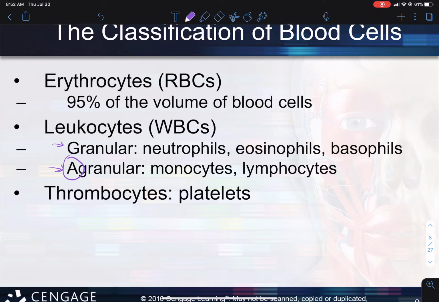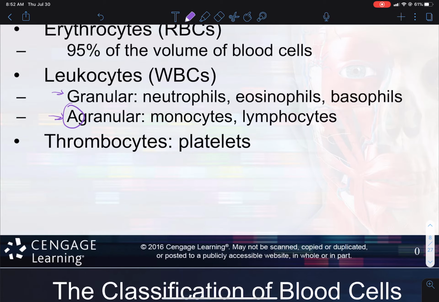And then the thrombocytes, which are the platelets. Those are also in high abundance. And like I said, we'll focus on their clotting mechanisms in this course.